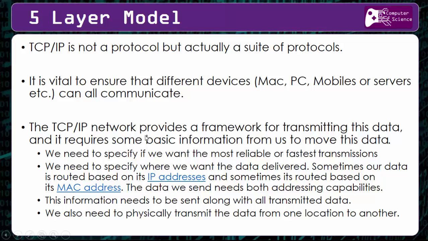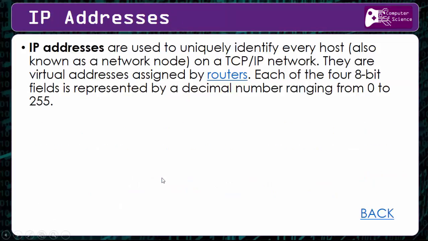So we need to specify if we want the most reliable or the fastest transmission, and we also need to specify where we want the data delivered. Sometimes it's routed based on an IP address. An IP address is used to uniquely identify each host. They are virtual addresses assigned by routers, and each of the four 8-bit fields is represented by a decimal number ranging from 0 to 255. So an example could be 192.168.0.1.